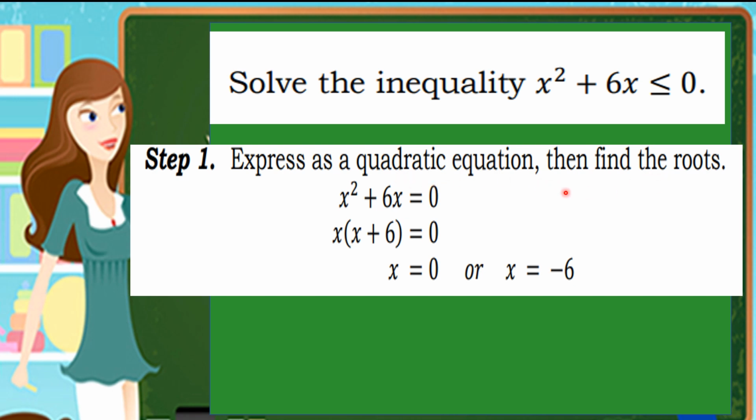Okay, step number 1, express the inequality as a quadratic equation and find the roots. So, ano ang nangyari sa less than or equal to? Naging equal. So, after that, i-factor na siya or using the 4 methods, pipili kayo doon. It's up to you kung anong gusto nyong gamitin. So, dito ang ginamit ay common monomial factor. And the common among these two binomial ay x. So, x times the quantity of x plus 6 equals 0.